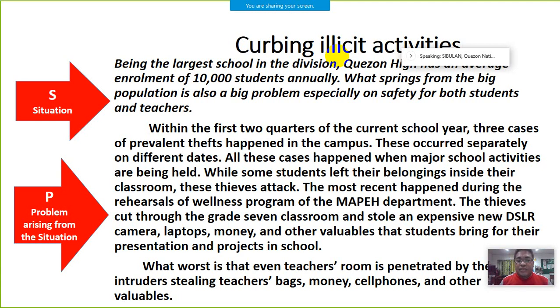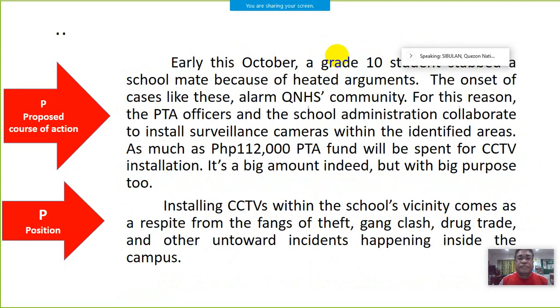What's worse is that even the teachers' room is penetrated by these intruders, stealing teachers' bags, money, cell phones, and other valuables. So not only classrooms, even the faculty rooms are not exempted. These thieves also cut through the faculty rooms and take away teacher belongings. Then, proposed course of action.